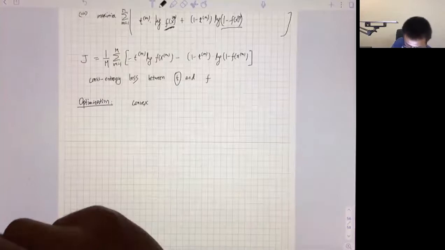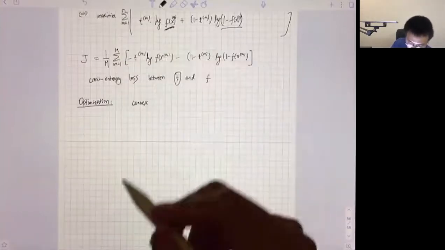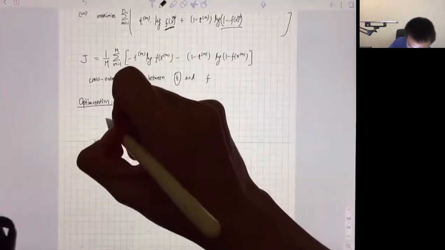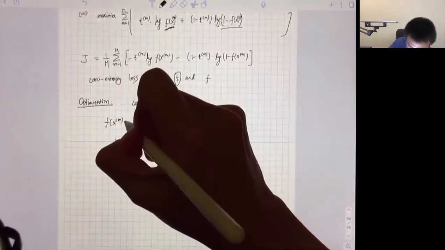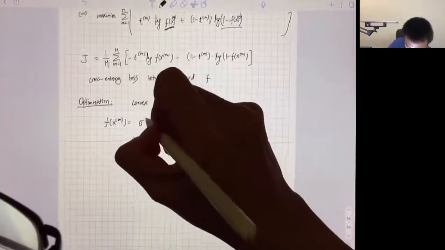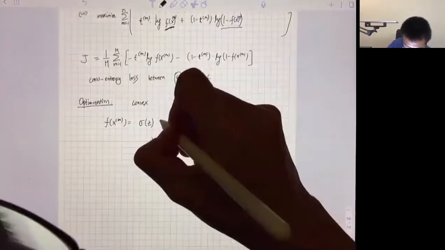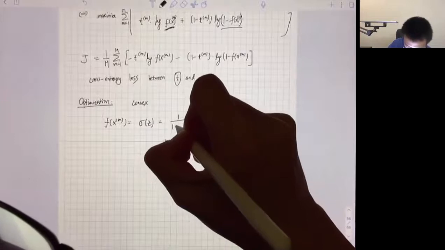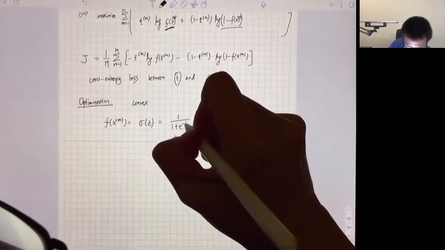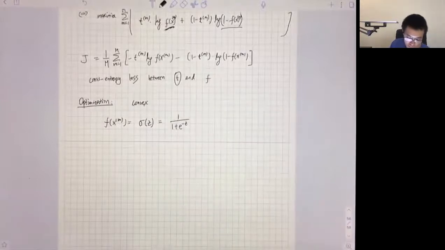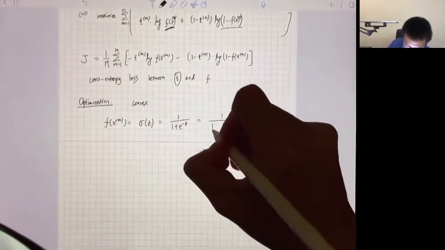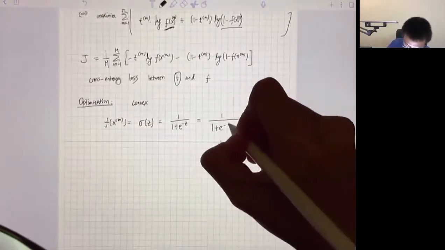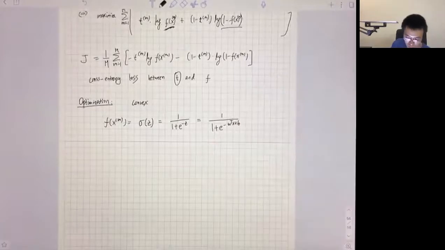So this is my loss. Just a reminder, f of x is sigmoid of z, which is 1 over 1 plus e to the power of minus z, which is 1 over 1 plus e to the power of minus (w transpose x plus b).